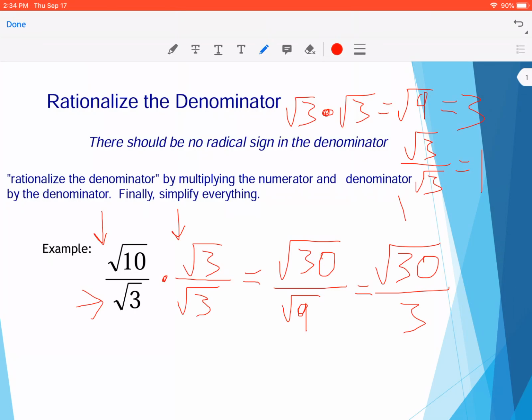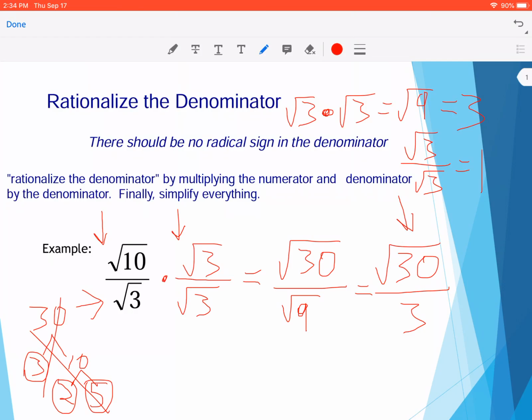Now, make sure everything is in its simplest form. So I have a radical 30 right here. Can I break down 30? The only thing you can get out of 30 is a 3 and a 10, and a 10 is a 2 and a 5. Well, you can't get any pairs, so guess what? The square root of 30 is already in its simplest form. There's nothing you can do. You cannot simplify that. So that is your final answer.